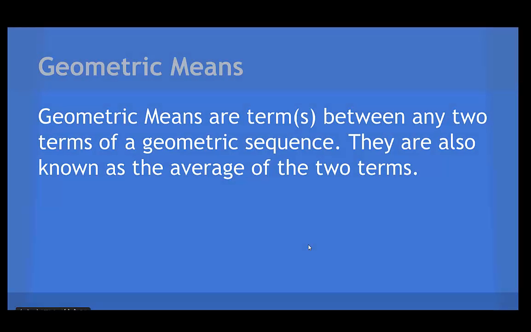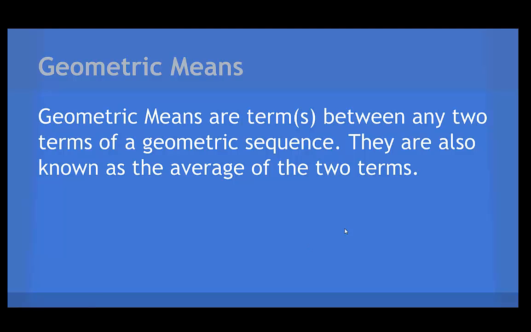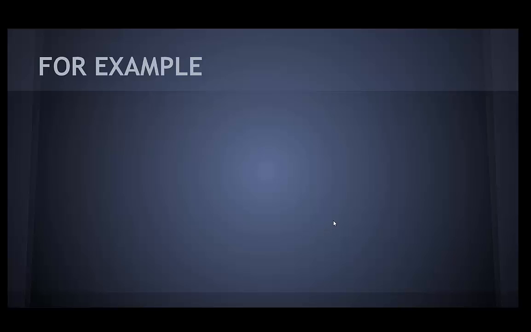Moving on to geometric means. Geometric means are terms between any two terms of a geometric sequence. They can also be called the average of the two given terms. Now, in order to solve for these geometric means, we would use the formula mentioned earlier in the video.